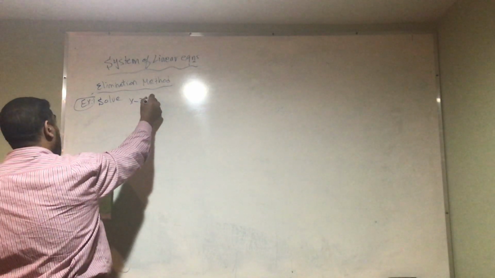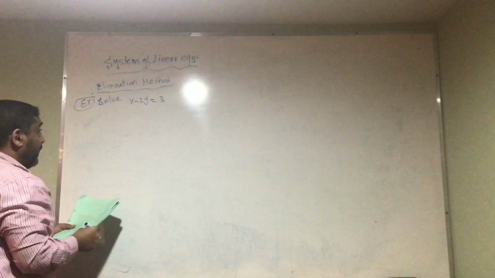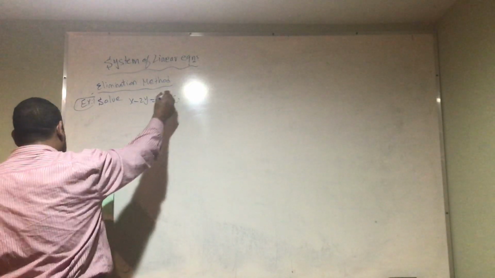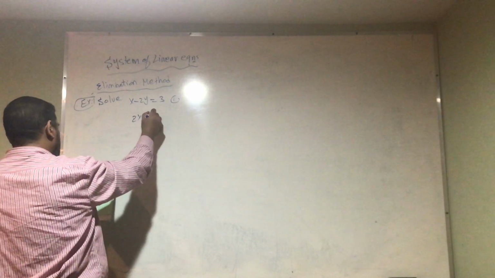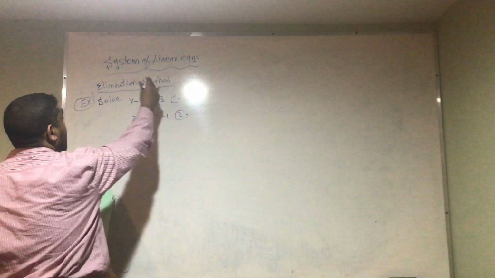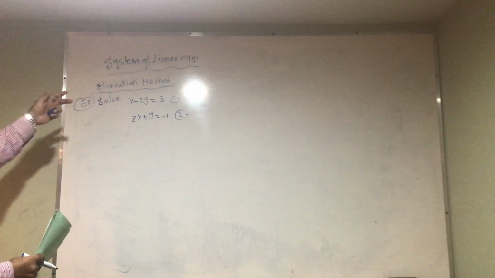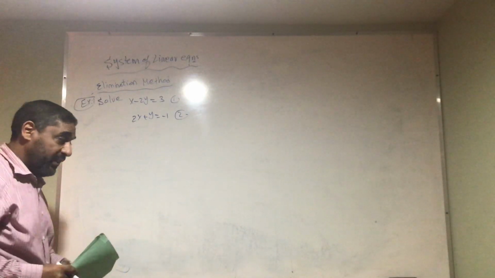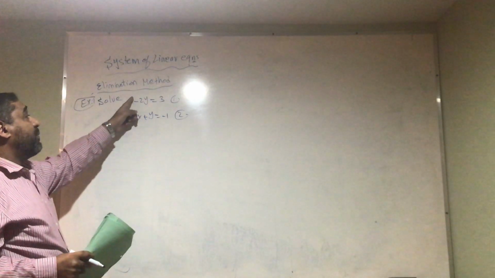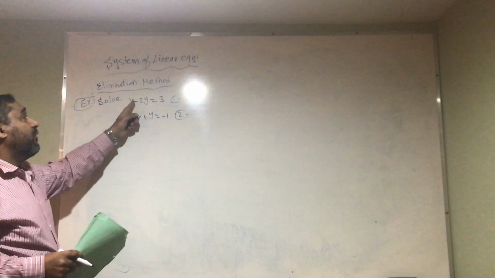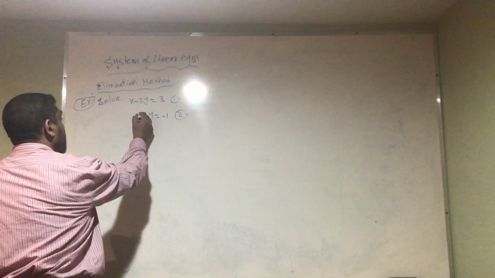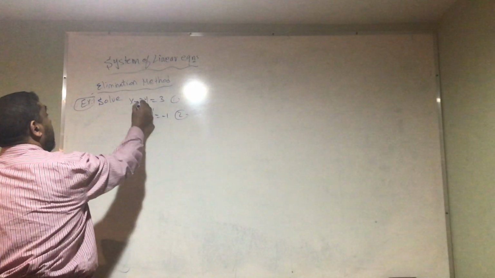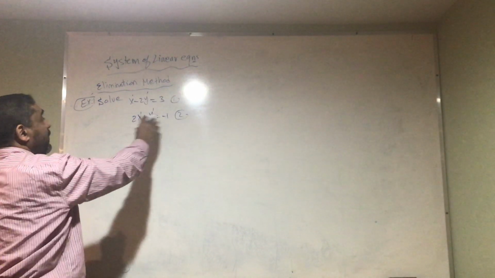x minus 2y equals 3. That is equation 1. Equation number 2: 2x plus y equals minus 1. That is equation 2. Remember that I'm telling you, solve the following system of linear equations. So the system here is linear equations. Or you can check the highest power for your two variables, your unknowns. The highest power should be 1, like this. So here 1, 1, 1, 1. So that is linear equation.